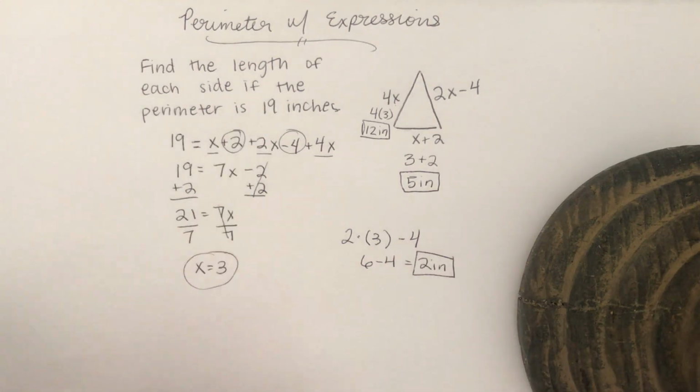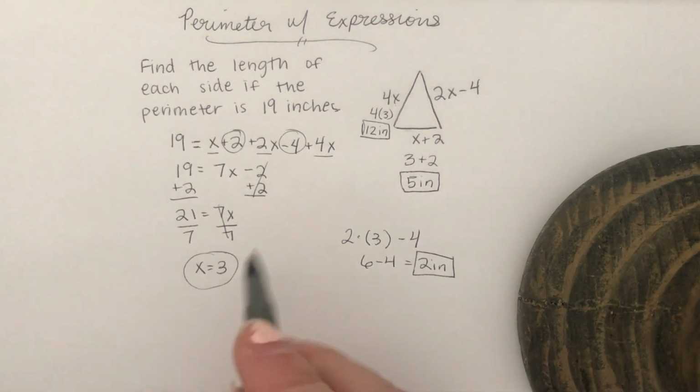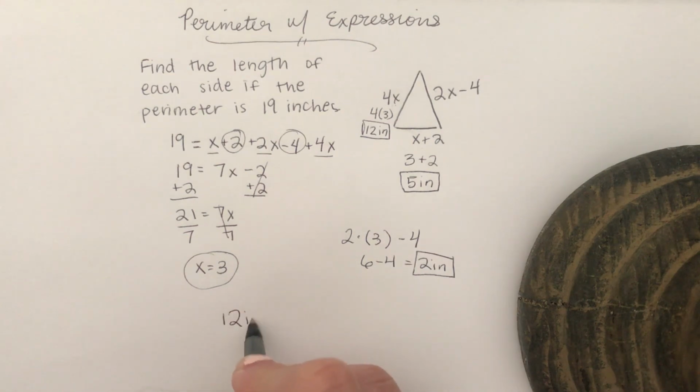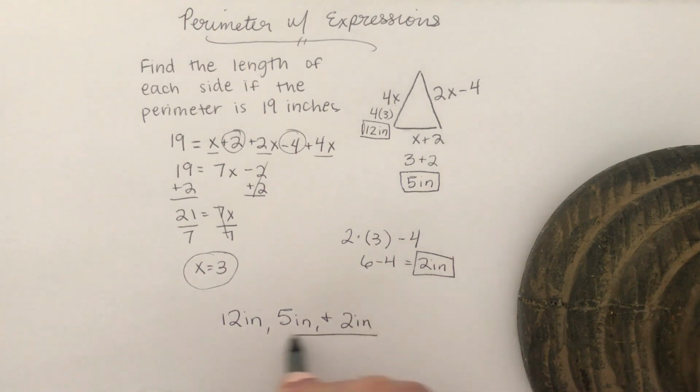So find the length of each of the sides. If the perimeter is 19 inches, our final answer would be 12 inches, 5 inches, and 2 inches.